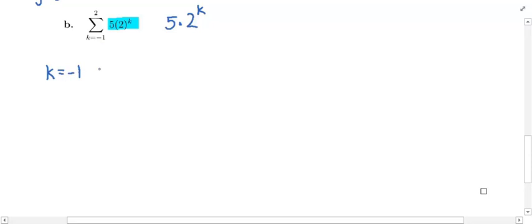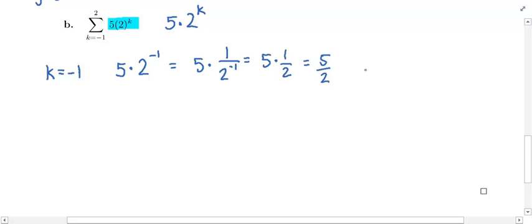So the first k value that we're going to have here is -1. So we're going to plug in -1 for k to get the first term of the sequence. So this is going to be 5 times 2 to the -1. Remember, a negative exponent means you can do 1 over the something, but you change the sign of the exponent. So this is going to be 5 times 1/2. So the first term of the sequence here is 5/2. A1 is 5/2.